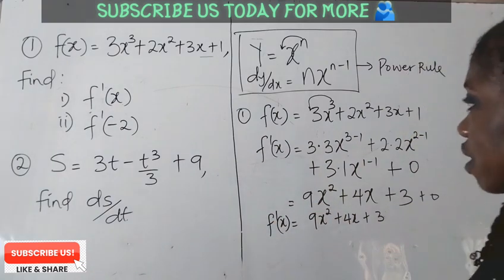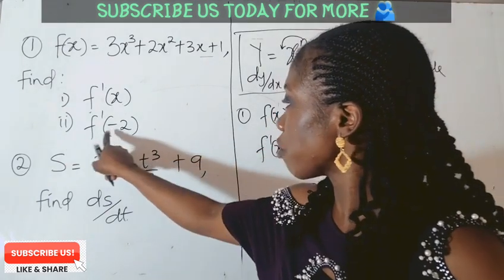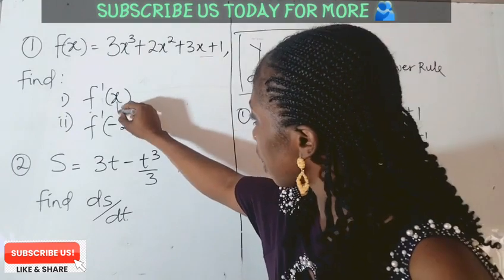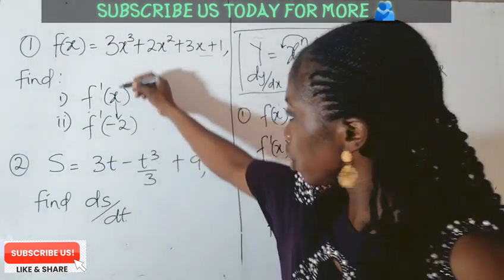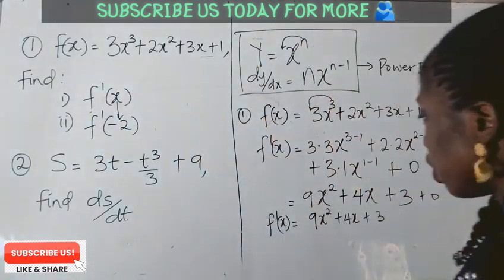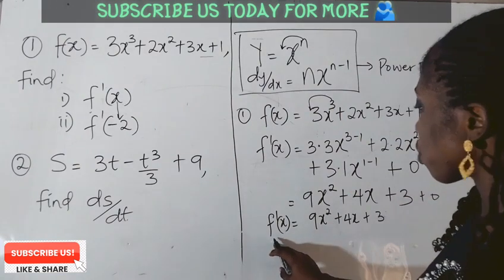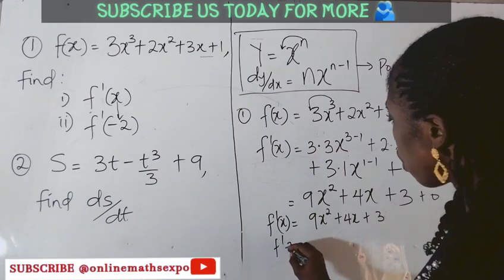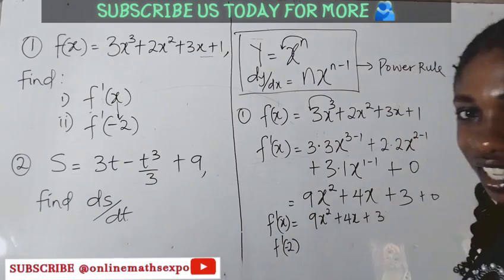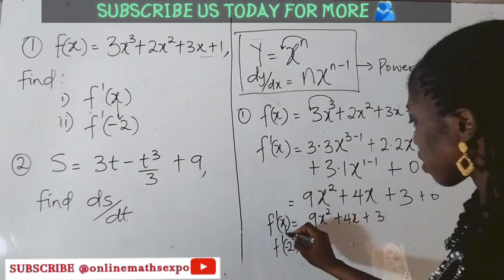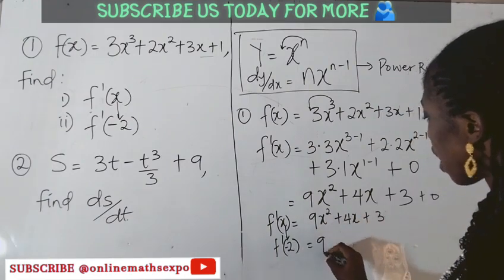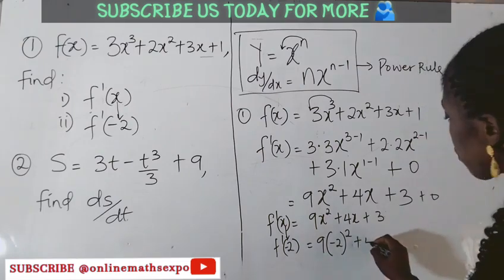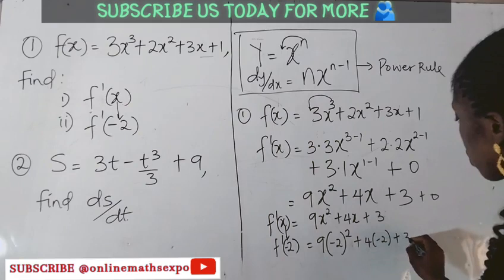Then the second question says, find f prime of negative 2. What it simply means is that assume the value of x to be negative 2 in the differential value. So in this case now, we are going to substitute the value of negative 2 in this function. So let's do it together. Anywhere we see x, we replace with negative 2. So we have 9 into negative 2 to the power of 2 plus 4 into negative 2 plus 3.